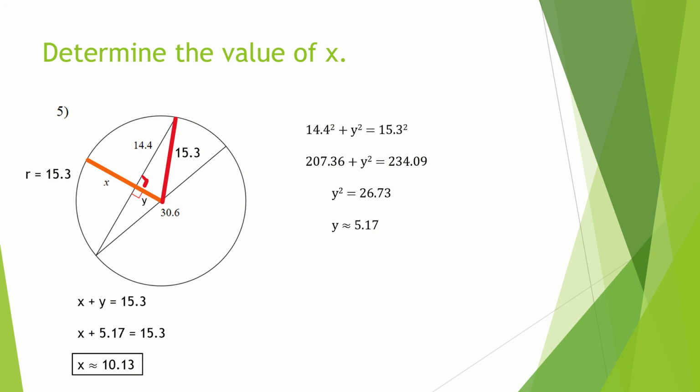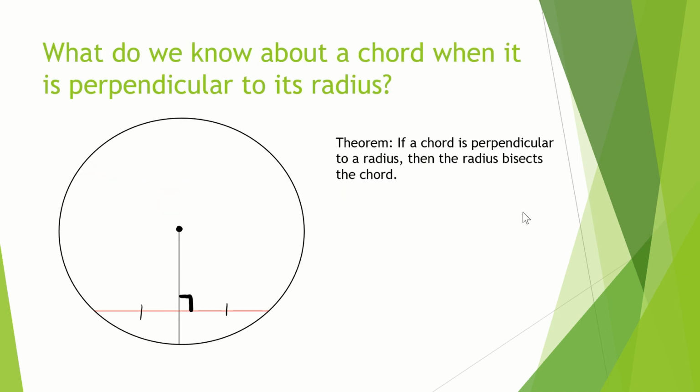All right, everybody, so that's how to solve problems involving chords. Generally you have to use either the Pythagorean theorem or just the theorem that we learned about chords, that if a radius is perpendicular to a chord, what that basically means is that the radius bisects the chord. So remember that theorem as you guys do the homework today.